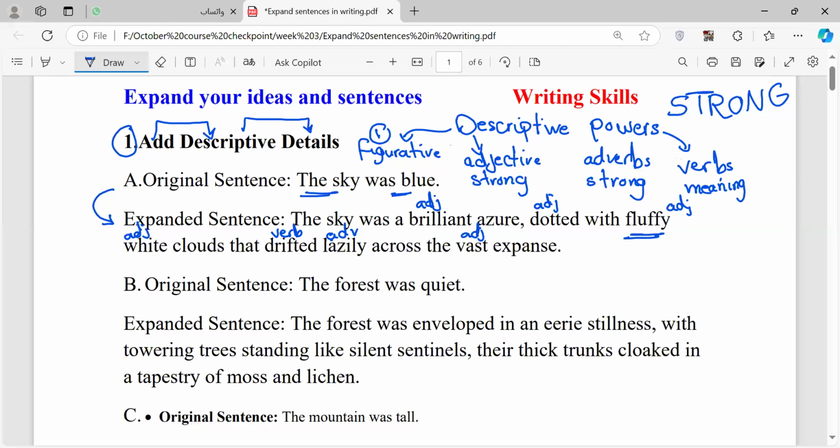What do you think the benefit of using the word fluffy here? Why didn't he say dotted with white clouds directly? And why did he say drifted lazily? What does this add to the meaning? What do you think? Hello, Lujane. Can you say it again? Again, I said, why do you think the writer used the word fluffy here and drifted lazily? What does it add to the meaning?